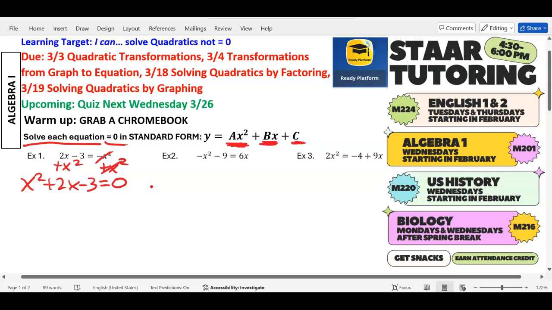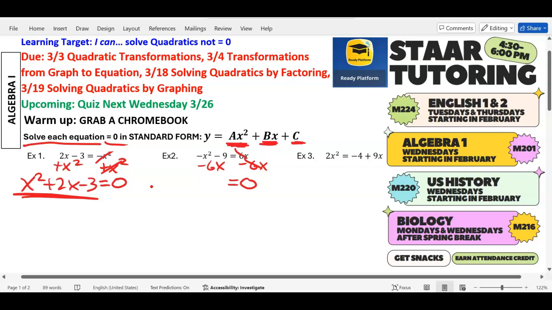Now, if they asked you for the solution to this equation, you would graph just this without the equal 0 and find the x-intercept like yesterday. Okay? Well, let's do number 2. Does this equal 0? No, there's a positive 6x. What's the opposite of positive 6x? Negative, or minus 6x here, minus 6x here. Cancels on the right, equals 0.